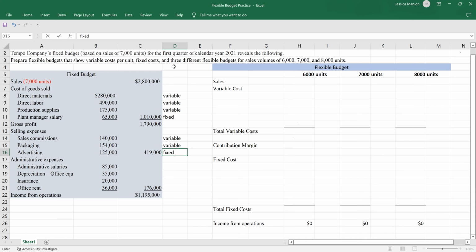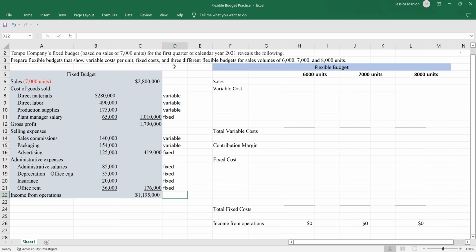Advertising, this is a fixed cost. Okay, now we get down here to administrative expenses. Administrative salaries, fixed cost. Depreciation on office equipment, we're assuming it's the straight line method, it's a fixed cost. Insurance, again, fixed cost. Office rent, again, fixed cost, right?